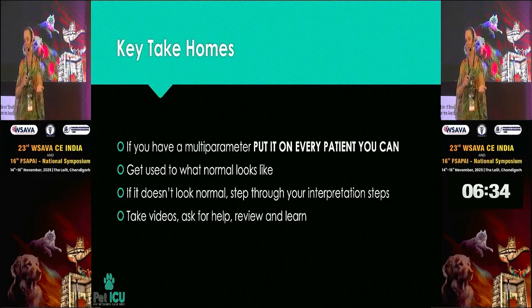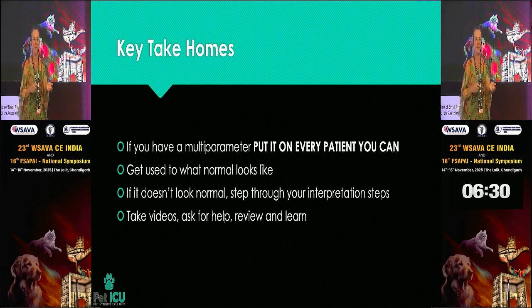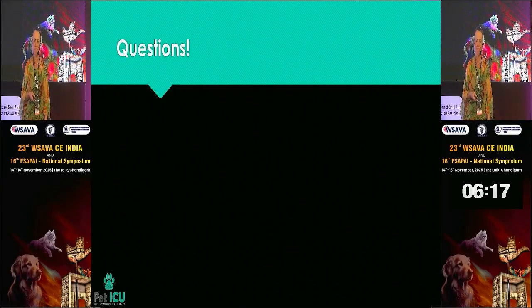Getting a good cardiology text is helpful if you're interested in this, and there's so much online as well that you can teach yourself. But I think the biggest thing is just to have the confidence that you don't need to know it all to start, and be confident with what is normal first. That would be my take home.